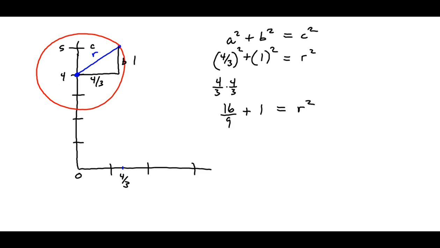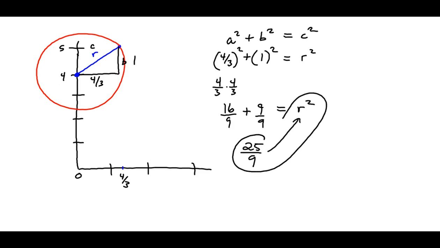And then depending on if you want to use your calculator, or I would just call 1 as 9 over 9, I would get a common denominator. So that 25 over 9 is the radius squared. Now if this was a Pythagorean theorem problem, I'd have to take the square root of both sides and find out what the actual radius is.